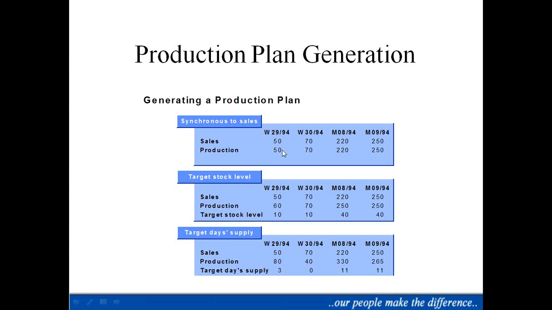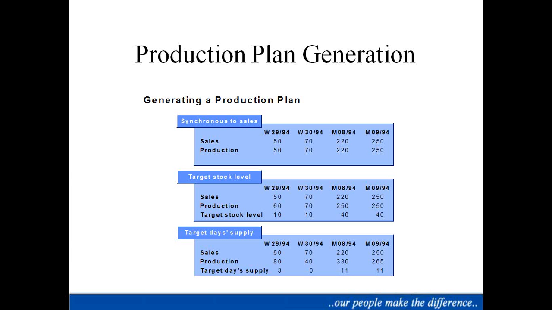The other case, the very first case, is if my production plan is synchronous to the sales plan, my production figures are exactly the same as the sales figures. Is that clear, Chandra? Yes. It is 50-50, 70-70, 220-220, 250-250 because it's synchronous to the sales. That means my production figures and sales figures are the same, right?